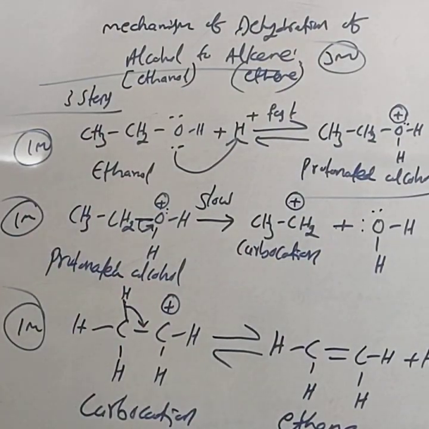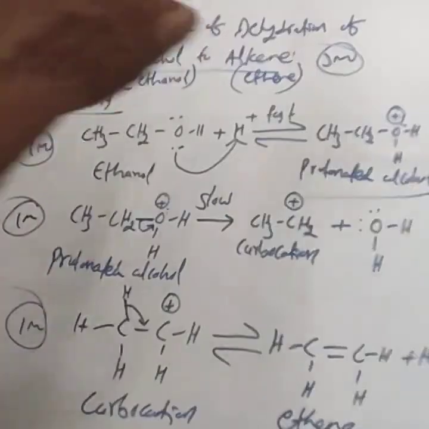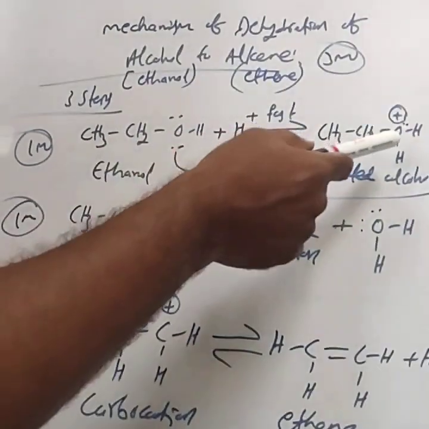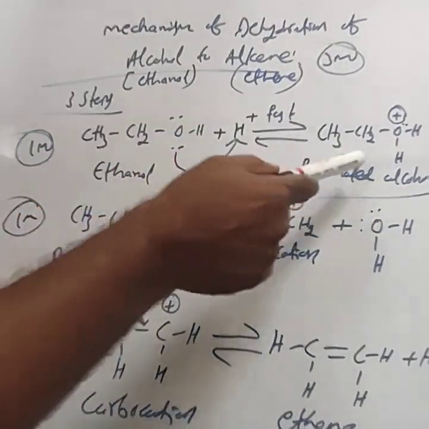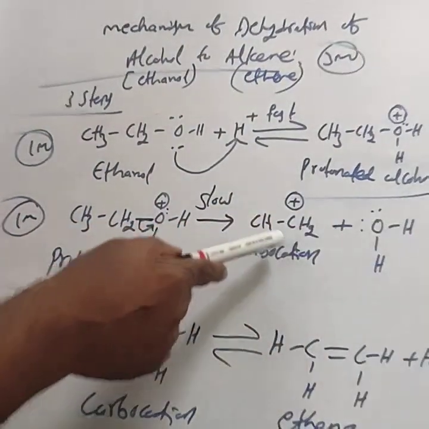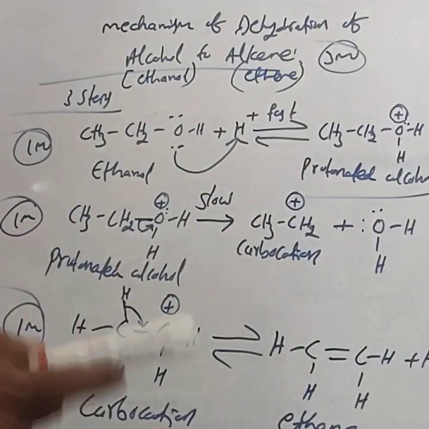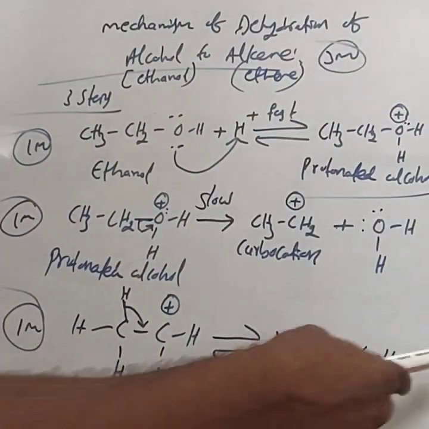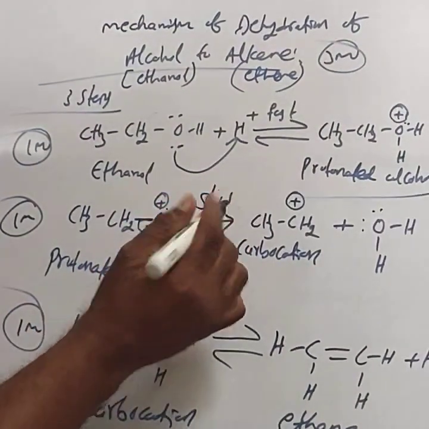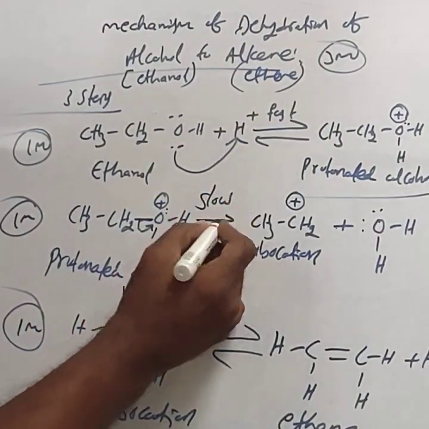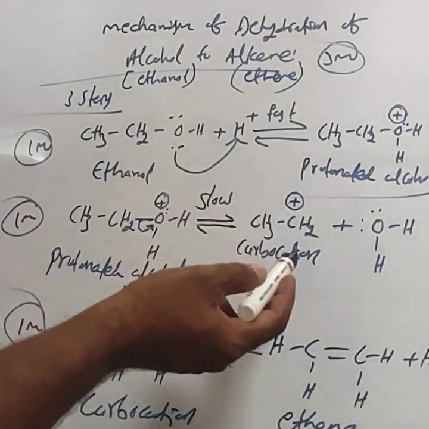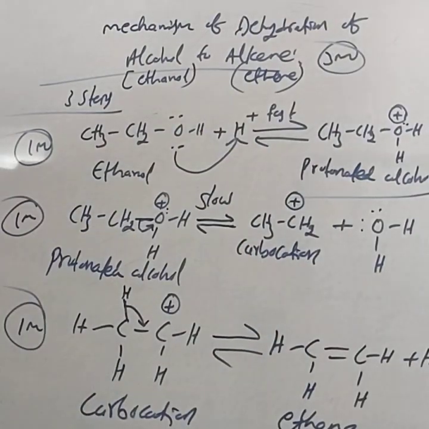This is the mechanism of dehydration of alcohol to alkene. Ethanol gets protonated to form protonated alcohol. Protonated alcohol loses the water molecule to form the carbocation. That carbocation loses the proton to form ethene. Again, this slow step you consider as a reversible step. This is the rate determining step. Formation of the carbocation is the rate determining step.